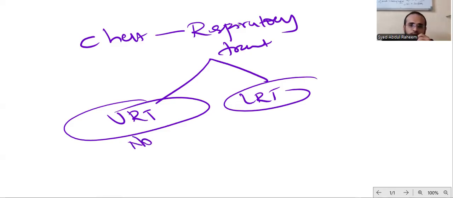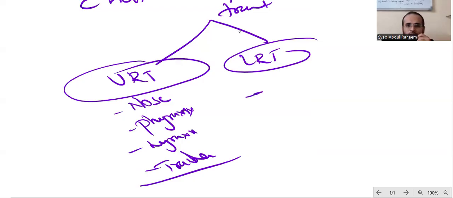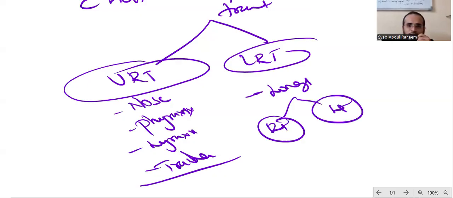nose and pharynx, larynx, and trachea. This will all come under upper respiratory. And in the lower respiratory tract, you have lungs. Lungs, right lung and left lung. In the right lung, you have three lobes: upper lobe, middle lobe, and lower lobe. In the left lung, you have two lobes: upper lobe and lower lobe.